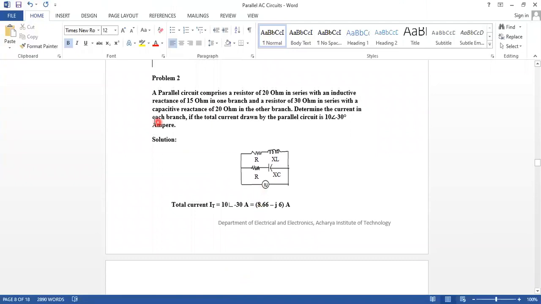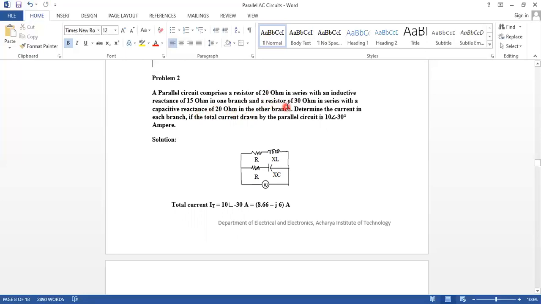In this problem, this figure will not be given actually. You need to draw it, so you have to carefully observe the statement. A parallel circuit comprises a resistance of 20 ohm in series with an inductive reactance of 15 ohm in one branch. So one branch consists of 20 ohm resistance and 15 ohm inductive reactance, that is XL.